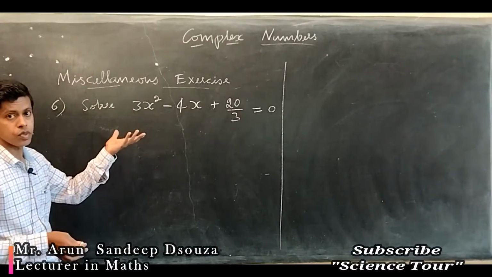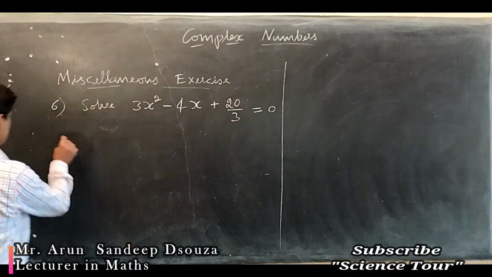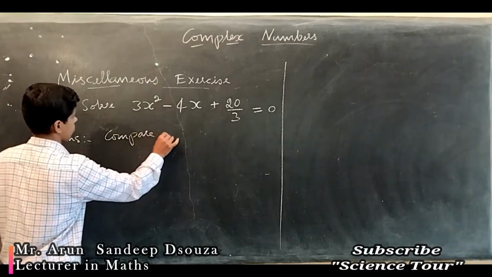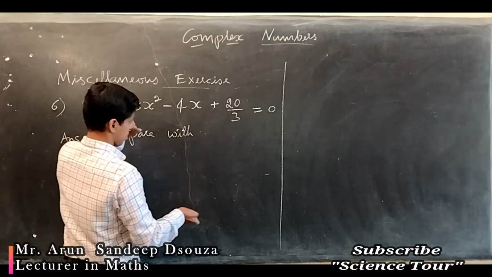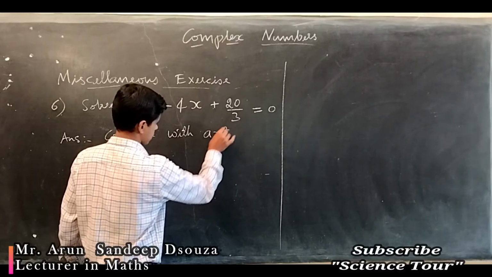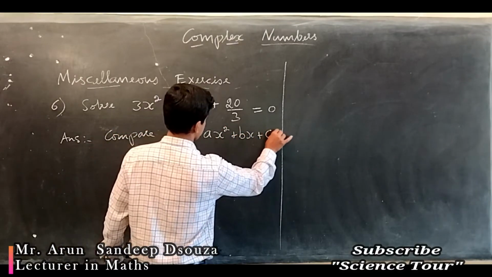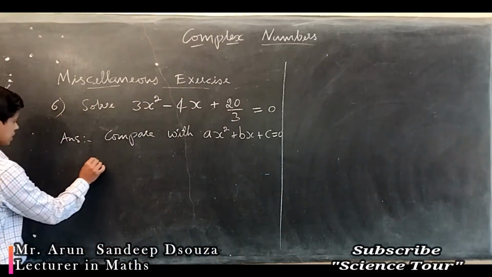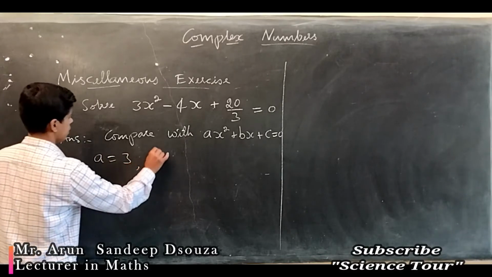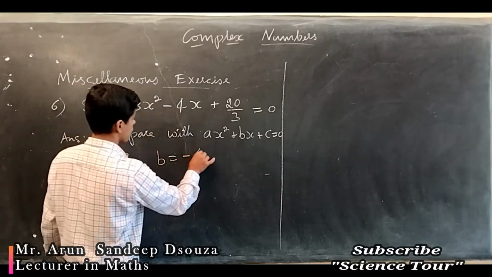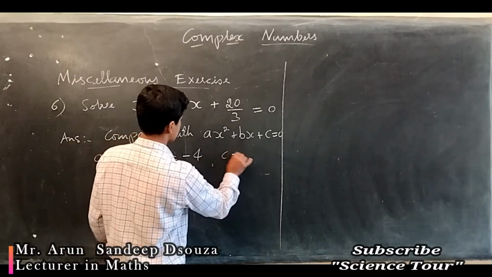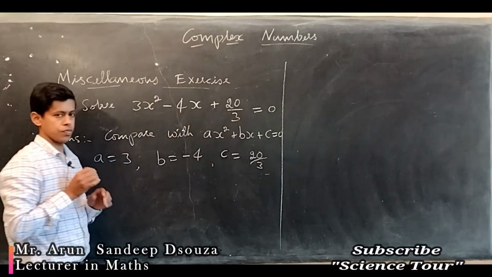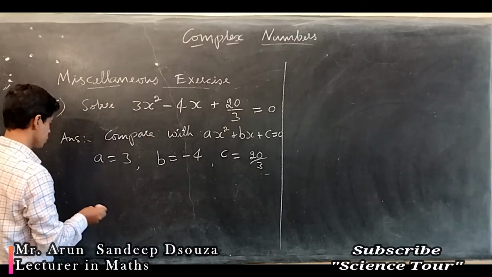What do you do first? You compare with ax square plus bx plus c is equal to 0. So in place of a you have 3, in place of b you got -4, and c you have 20 by 3. Now what do you do? Use the formula.